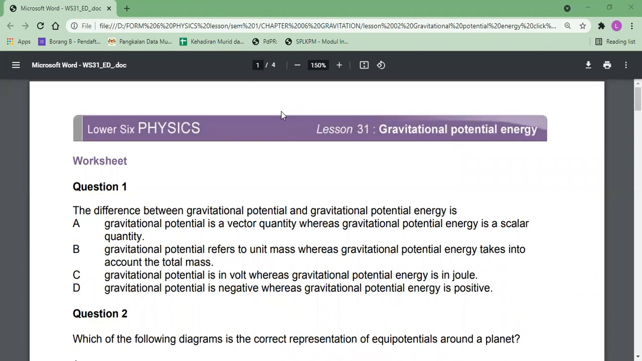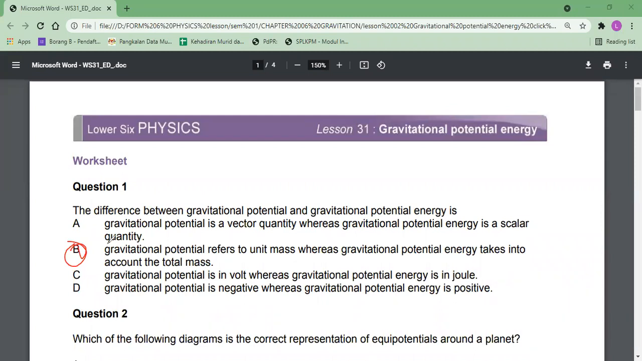Attraction. So B, gravitational potential refers to unit mass, whereas gravitational potential energy takes into account the total mass. So that explains the difference. Yes, this is the difference. Gravitational potential refers to per kg, but gravitational potential energy takes into account the total mass. So the answer will be B.